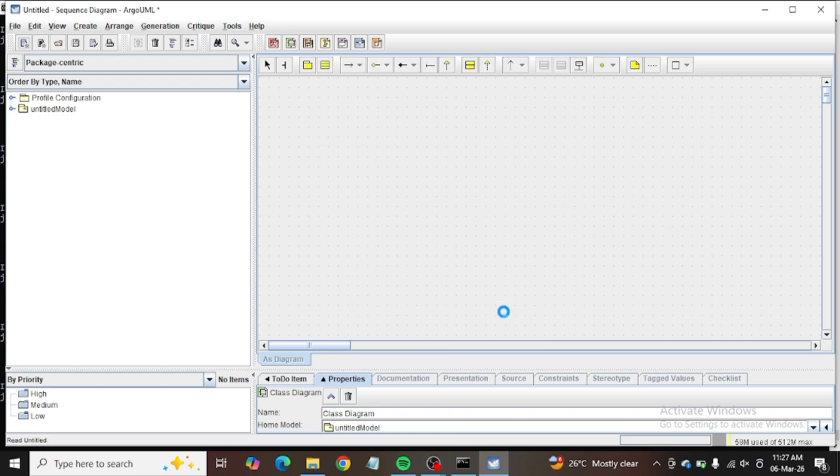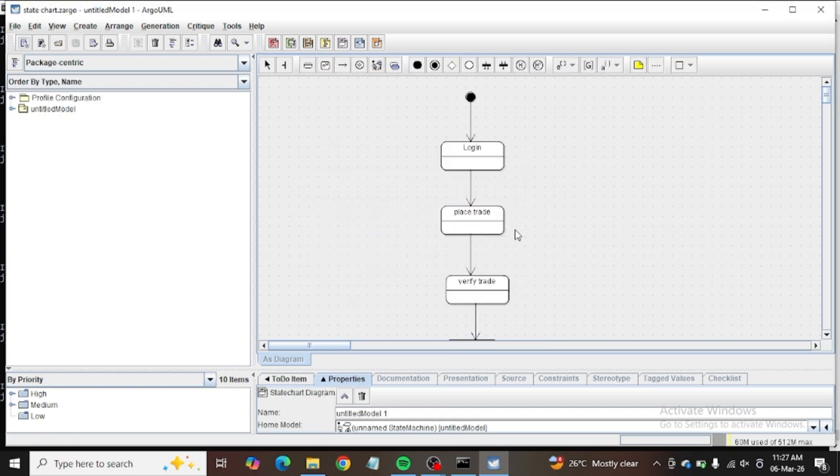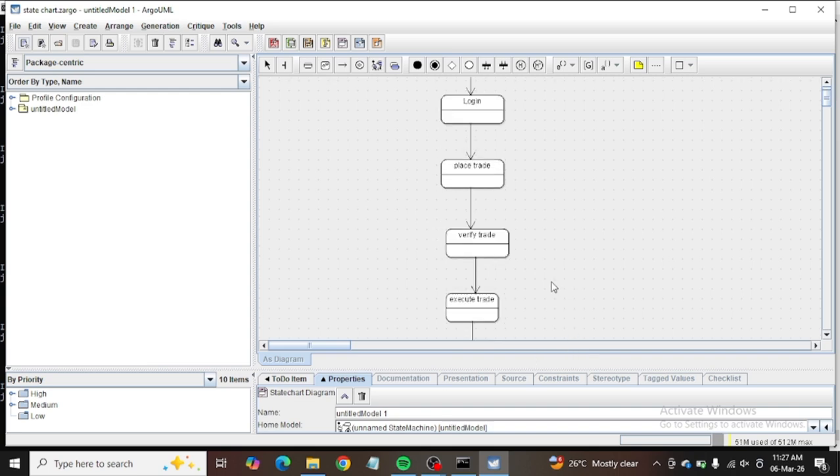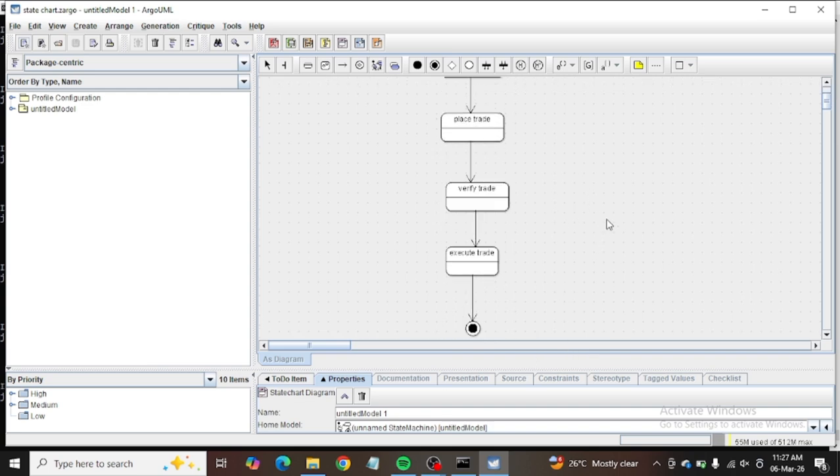Moving on to the next diagram, which is the state chart diagram. It describes the different states that the system goes through during the trading process. The process begins with the initial state. First, the trader logs into the system. After logging in, the trader places a trade request, and the system then verifies the trade details and checks whether the trade is valid or not.